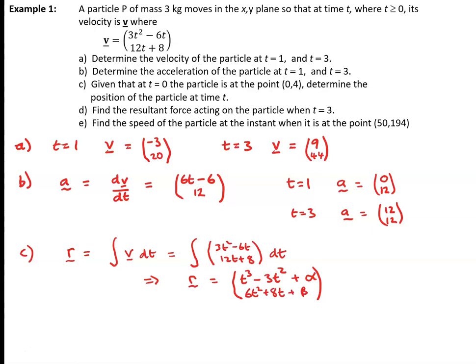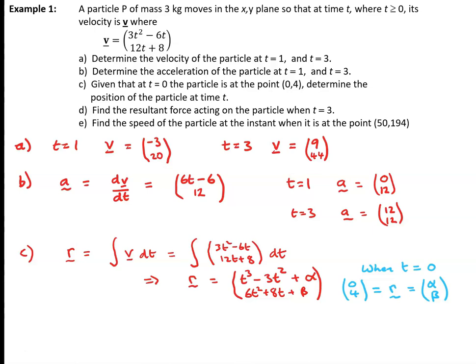Now, we've got to use the initial conditions to find the values of alpha and beta. So we know that when t equals 0, the particle is at the point (0, 4). In other words, when t equals 0, the vector (0, 4) is the displacement. But when we substitute t equals 0 into our expression for r, we get 0 cubed minus 3 times 0 squared plus alpha as the x component. In other words, the x component is alpha. And 6 times 0 squared plus 8 times 0 plus beta, in other words, just beta for the y component of r.